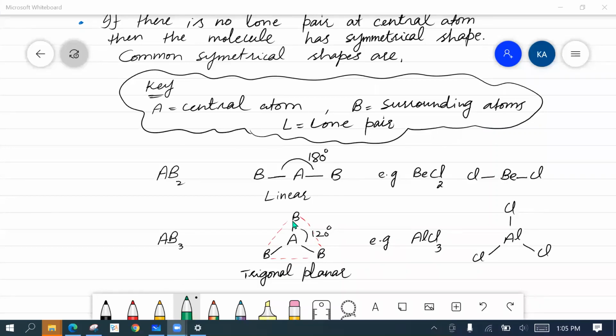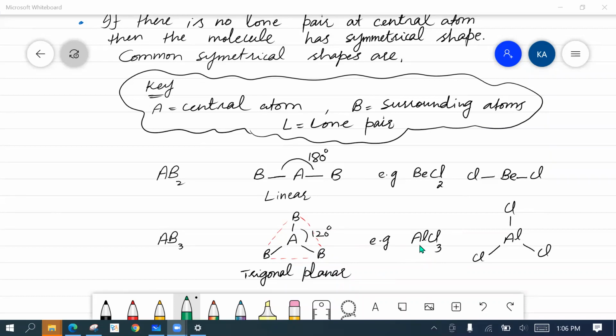So three B atoms are surrounding atoms which adjust at an angle of 120, and the shape is called trigonal planar because this shape has three corners, therefore it is called trigonal, and this shape lies in a plane, therefore it is called planar. And the example is AlCl3.